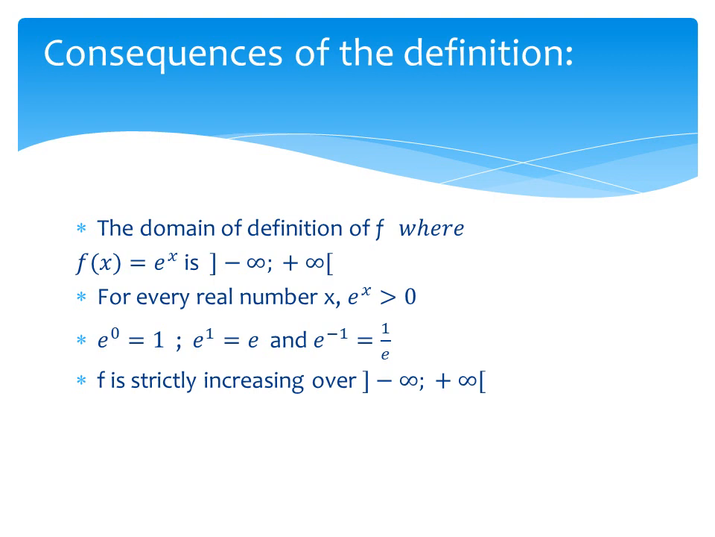The third consequence, e power 0 is always 1, e to the power 1 is e, e to the power negative 1 is 1 over e. Since f is the inverse function of the natural logarithmic function ln x, f and g have the same variation. Both are strictly increasing over negative infinity, positive infinity.